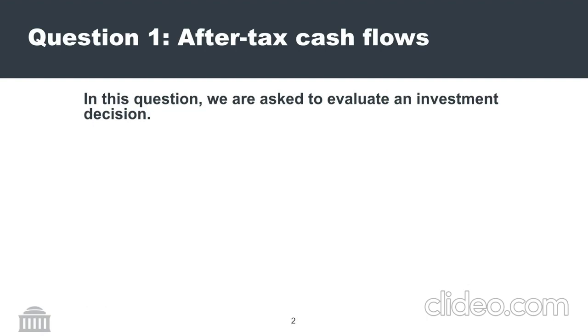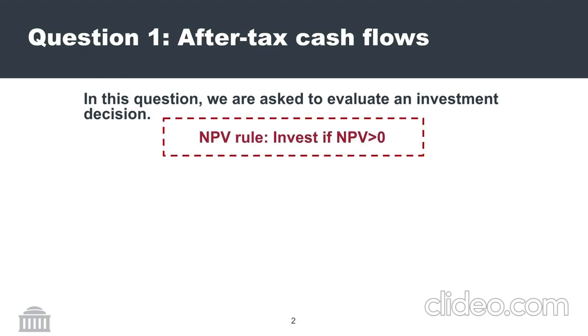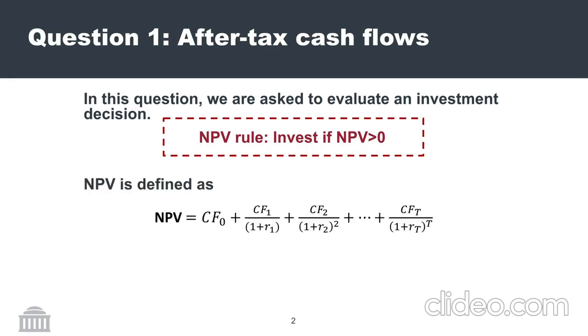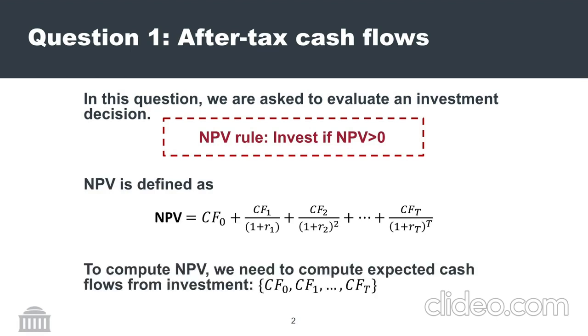Let's solve this question. We are asked to evaluate whether we should open the new restaurant. To make this decision, we should use the net present value rule, which states that we should invest if the net present value is positive. The net present value is defined as the sum of the project's cash flows discounted to present using appropriate discount rates. Therefore, to compute the net present value, we first should compute the project's cash flows.